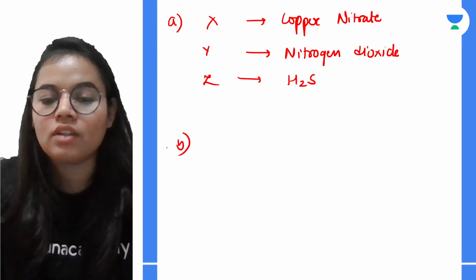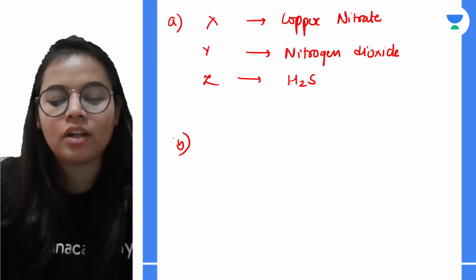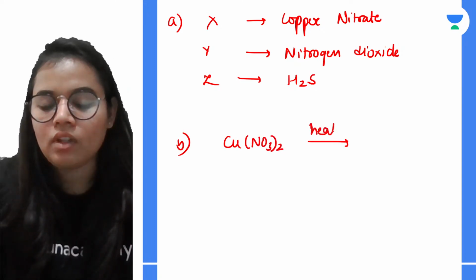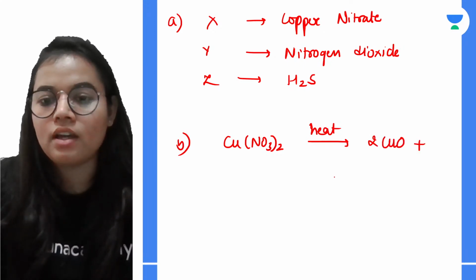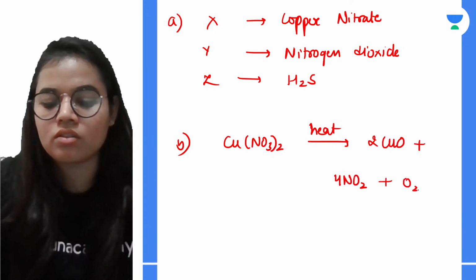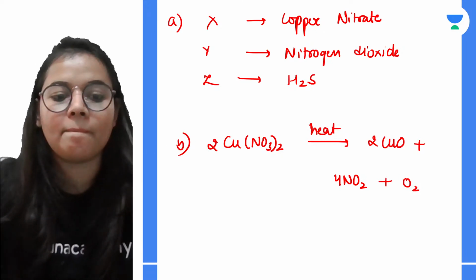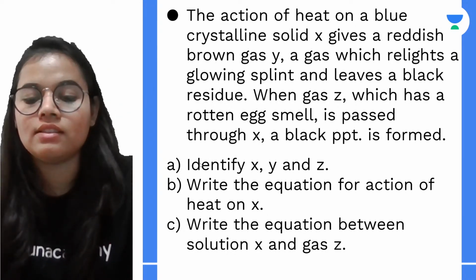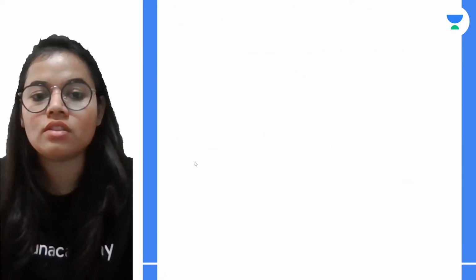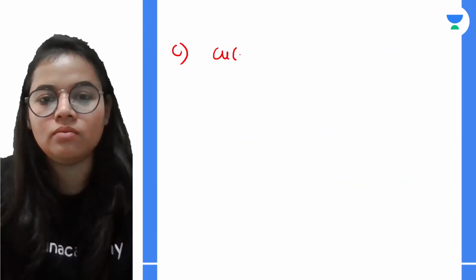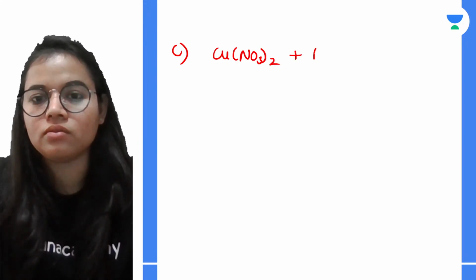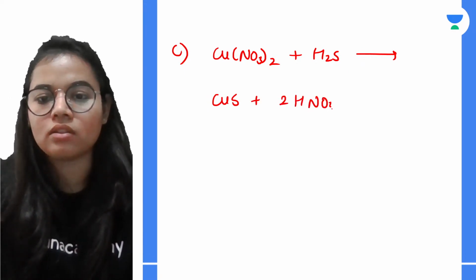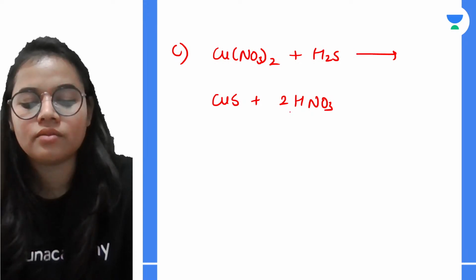Next question is we have to give the chemical equation for action of heat on X. तो हमारा जो copper nitrate है, when it is heated, we get what? Copper oxide plus nitrogen dioxide and oxygen. And the next one is write equation between solution X and gas Z. So copper nitrate और hydrogen sulfide का जब reaction होगा, what we will be getting? We will be getting the nitric acid. So that is the basic answer.